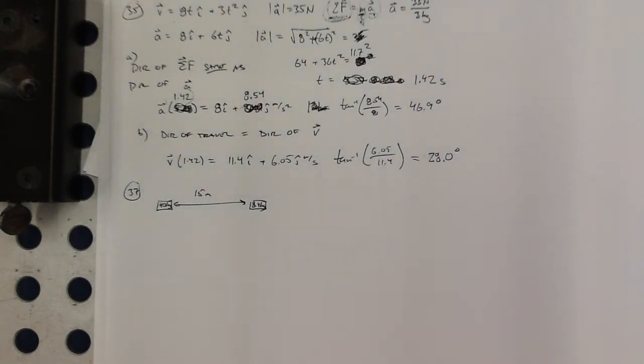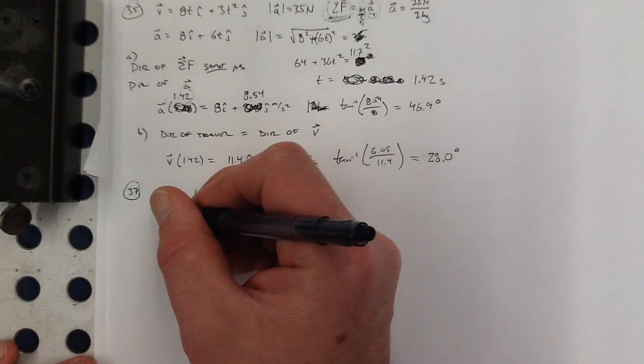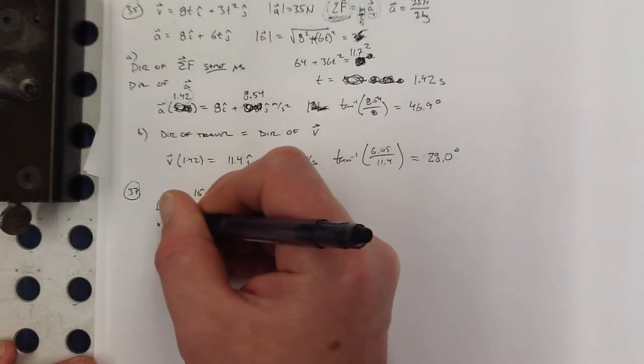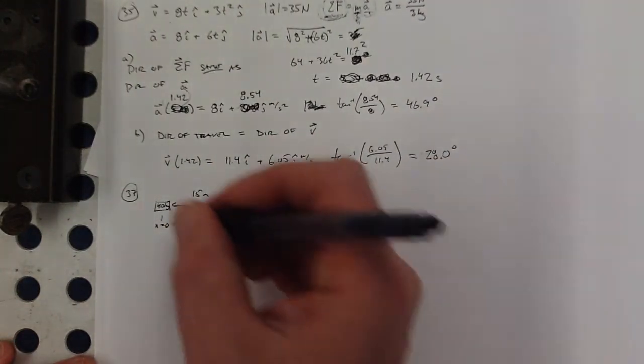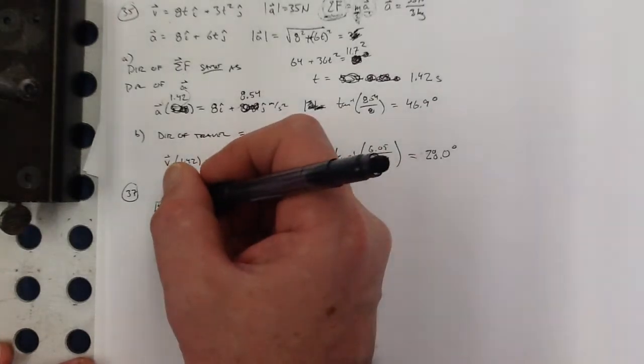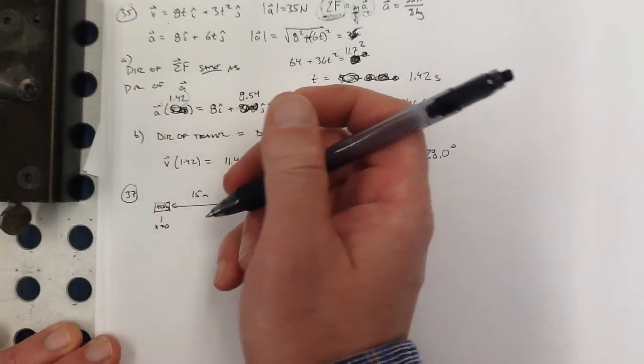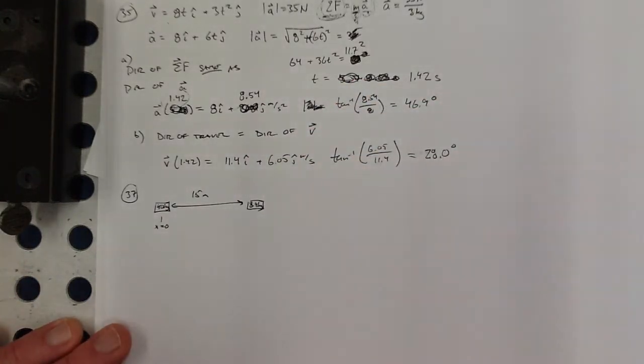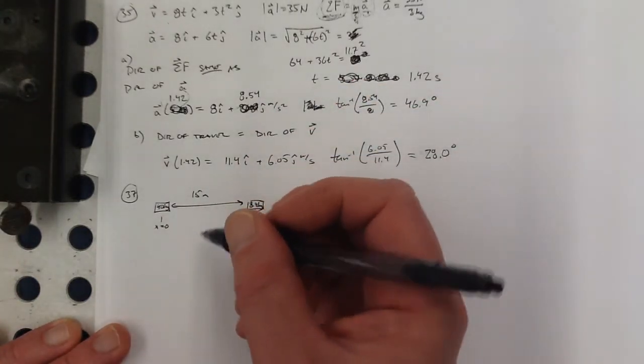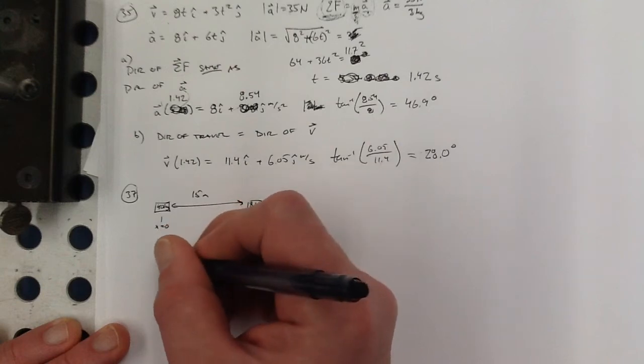The girl exerts a horizontal 5.2 Newton force on the rope. What are the acceleration magnitudes of the sled and the girl, and how far from the girl's initial position? We'll call that position 0 right there. Do they meet? Okay, so if the girl exerts a 5.2 Newton force on the rope, then the rope exerts a 5.2 Newton force on the girl. This is Newton's third law.